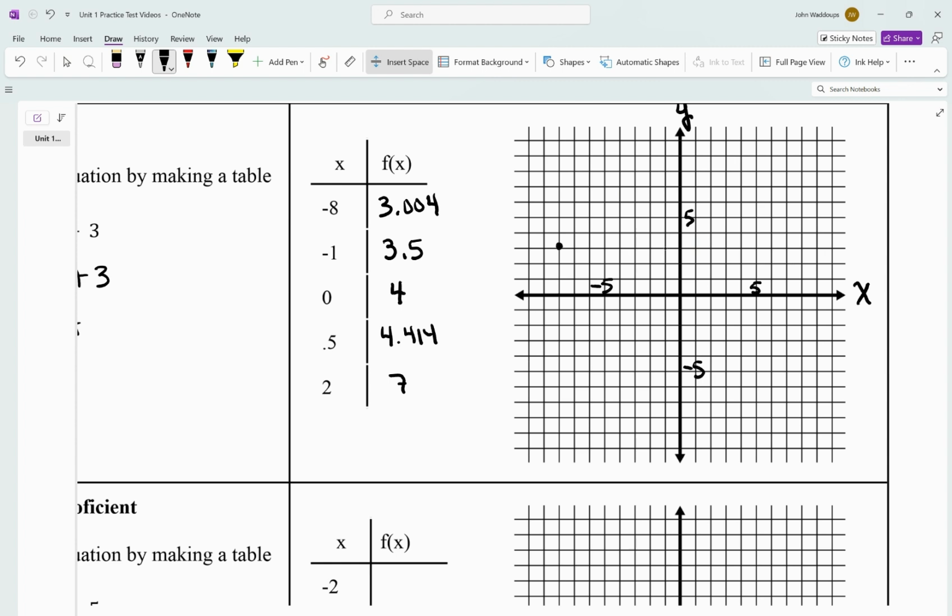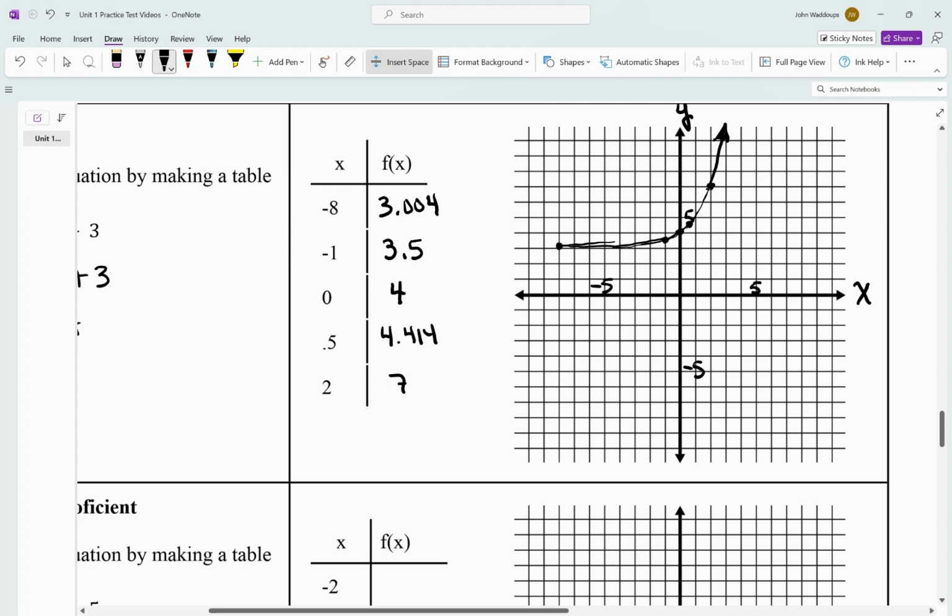So negative 1, 3.5. And then at 0, I'm at 4. At 0.5, half of that x, I'm at 4.414. So just right about there. And then at 2, over 2, I'm at 7. So here's 5, 6, 7. And so you can see what's happening. If I put these together, this continues up like that, and then it goes up from there. And this connects over here.